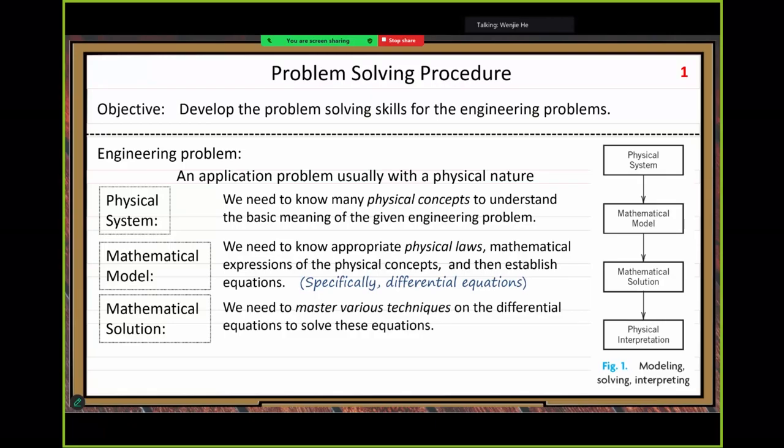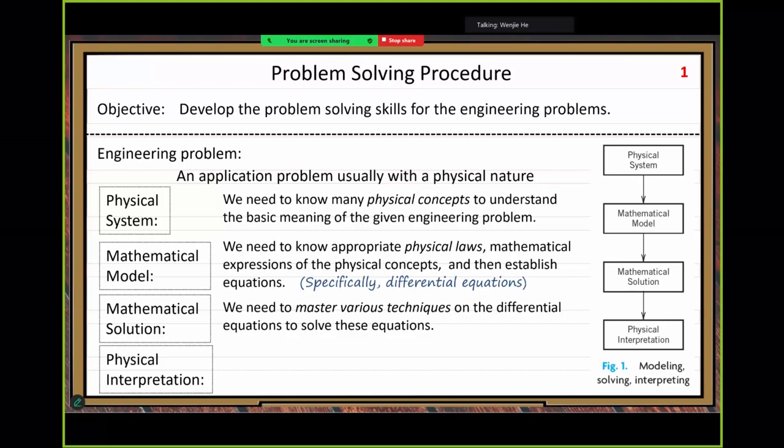Then we need to apply various mathematical techniques, problem-solving techniques. There are some standard methods, but sometimes it may not be obvious which method to apply, so you need to do a lot of transformations. So this part is also not easy.